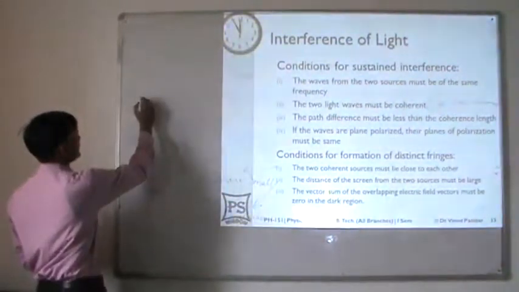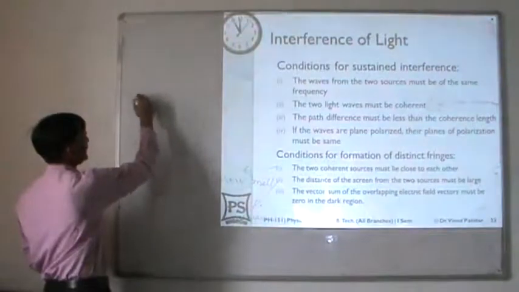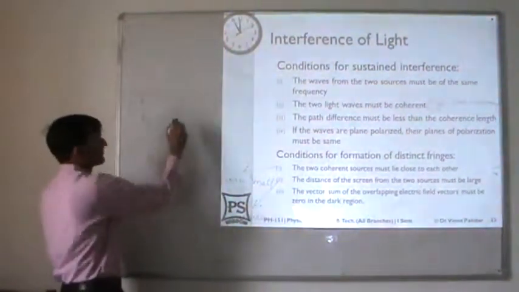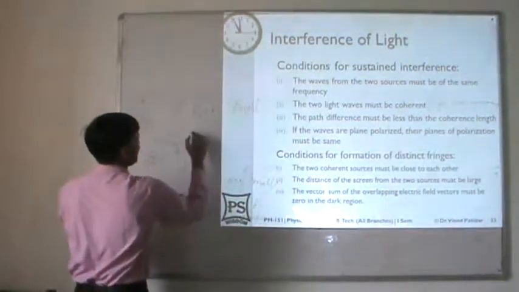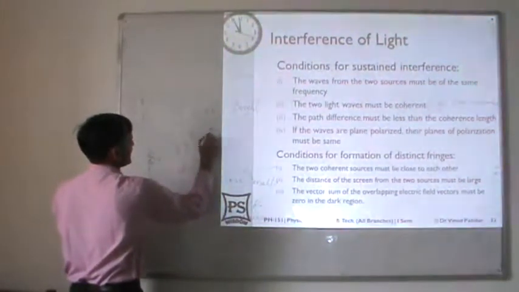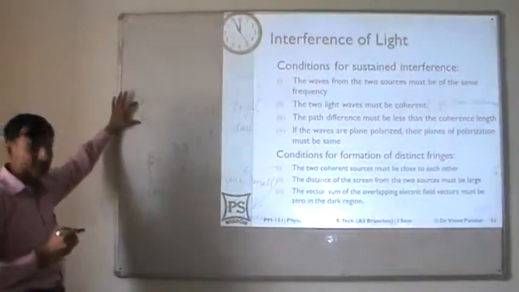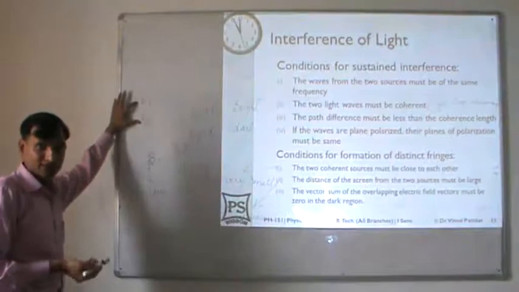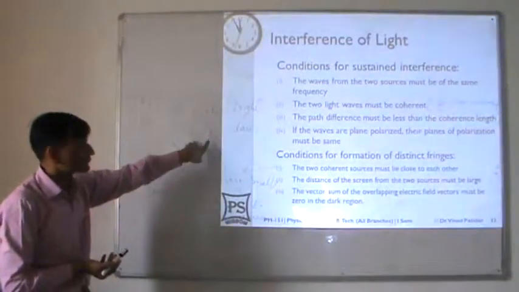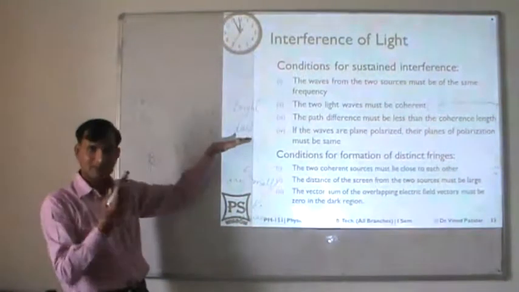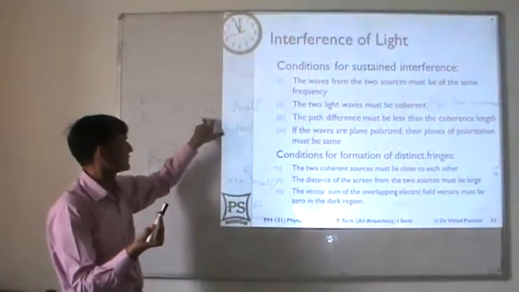Now when I say coherent sources, if the amplitudes are E1 and E2, then the resultant amplitude would be E1 plus E2 for the bright case, and for the dark case it would be E1 minus E2. Now if these two are nearly identical, then this is the best option. If they are the same, this would be twice E and this would be 0. It means the dark region would have 0 intensity and the bright region would have maximum intensity, because amplitude square is the intensity.